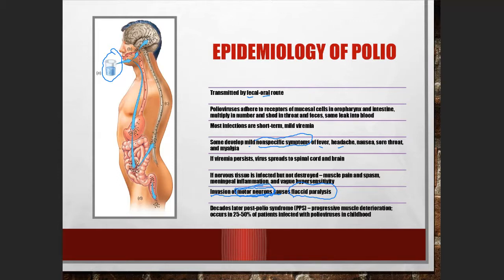About 90% are usually asymptomatic and do not really give signs and symptoms of infection. It stays in the stomach, in the GI tract system, and sometimes it just goes and is flushed out in the feces. But whenever this virus enters the neuron, especially the motor neuron, it can cause flaccid paralysis, being unable to move the muscle.